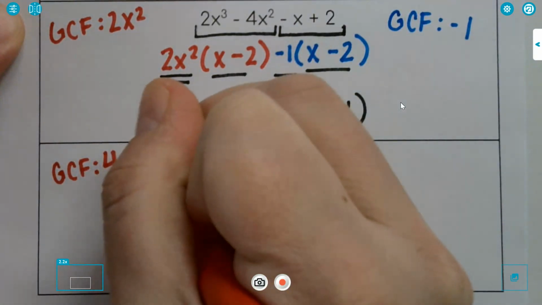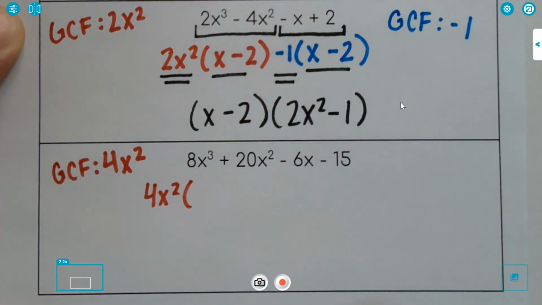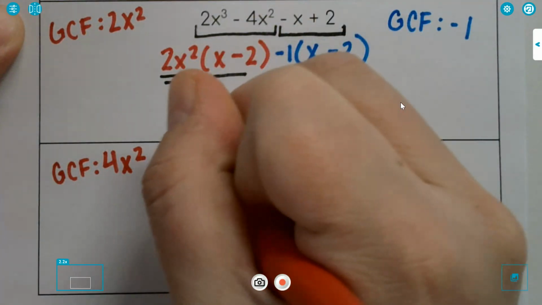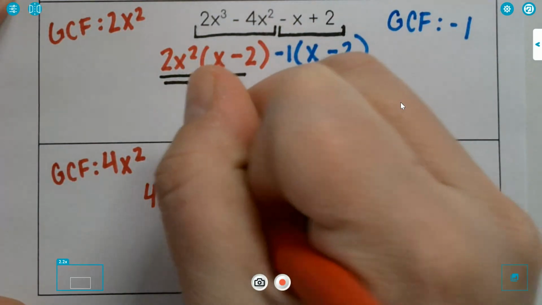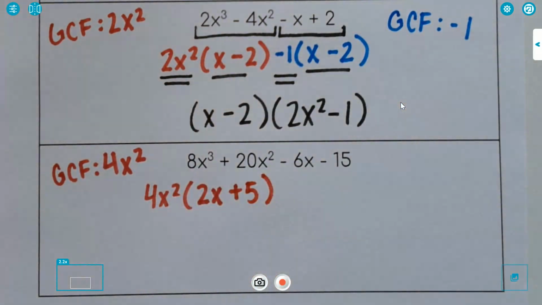4x squared. 8 divided by 4 is 2. Subtract my exponents. 3 minus 2 is 1. So it's just x to the first, or just 2x. 20x squared divided by 4x squared. The 20 divided by 4 is 5. And then x squared factors out completely.